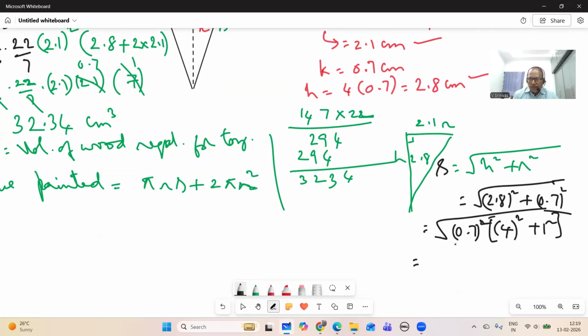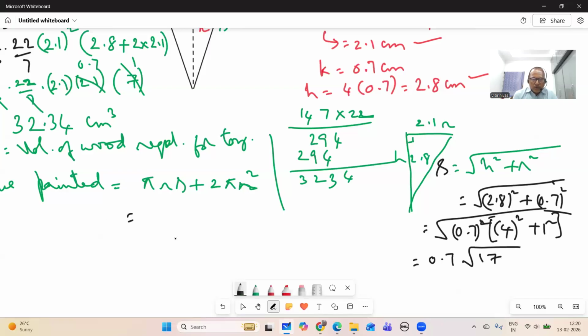So this is the square root of 0.7 square into (4 square plus 1). Out of these, 0.7 square is out, here remains 4 square and here remains 1. So 16 adds to 1, that is 17 under root. And root 0.7 square is 0.7. So this is the slant height.